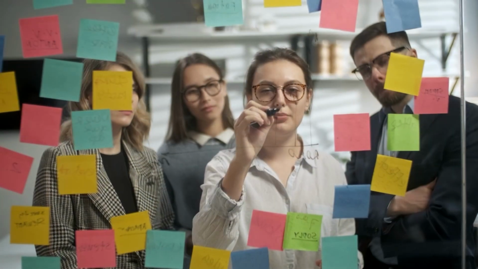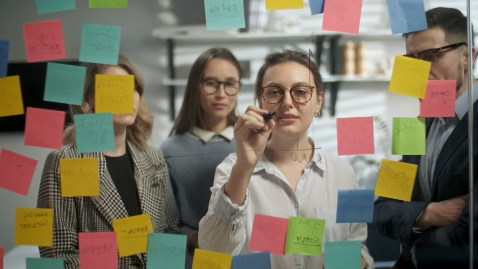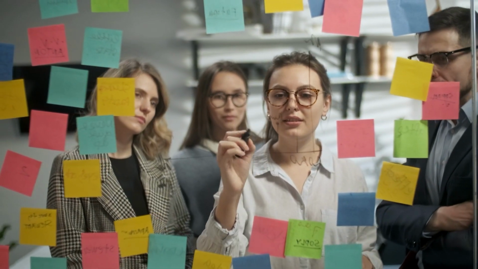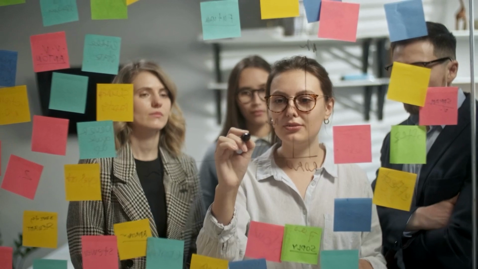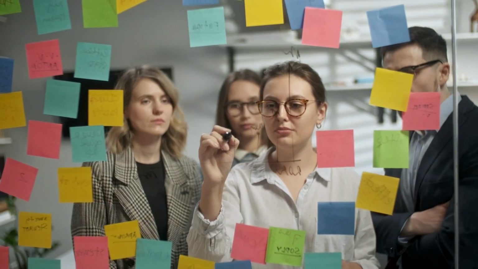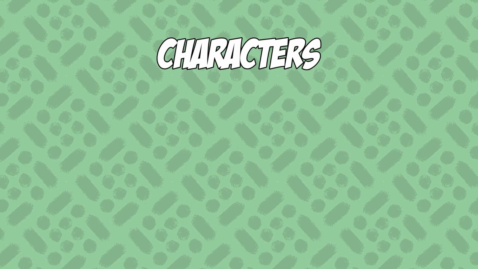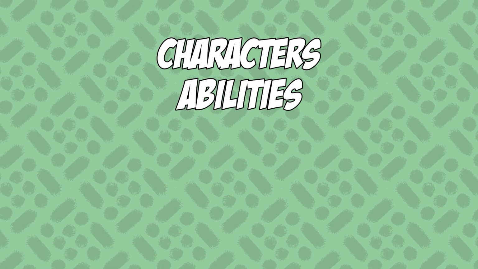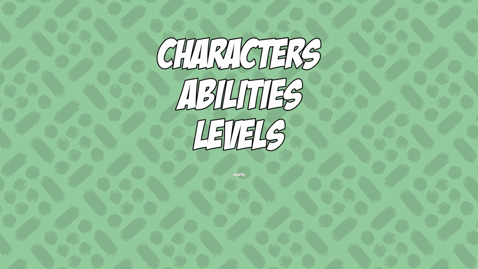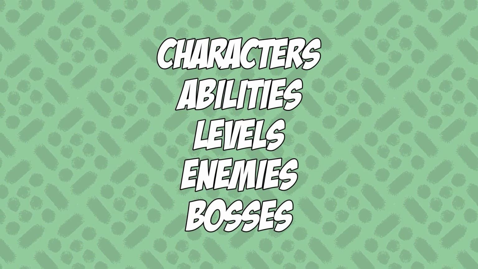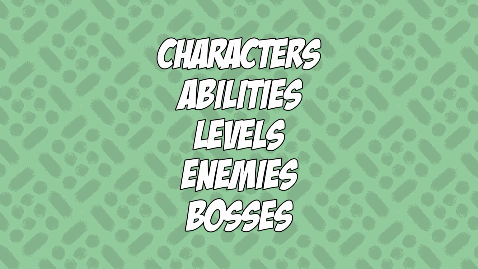Before we can design our vertical slice, we need to very roughly plan out the entire scope of our game. Don't worry about any of the details yet, we just want a general idea. How many characters will there be? What are their abilities? How many levels are there? How many enemies and bosses? Are there any other mechanics?